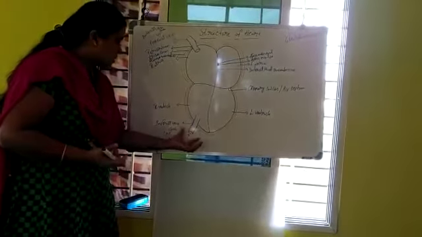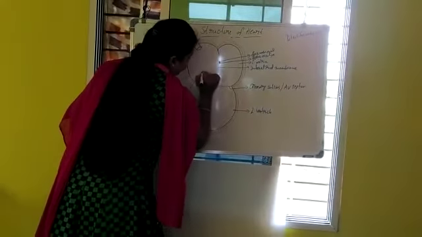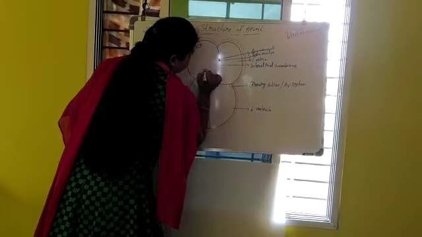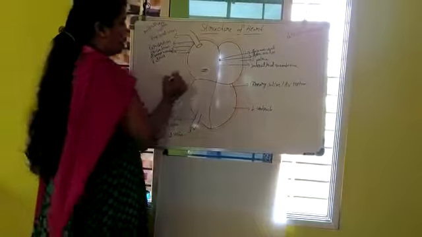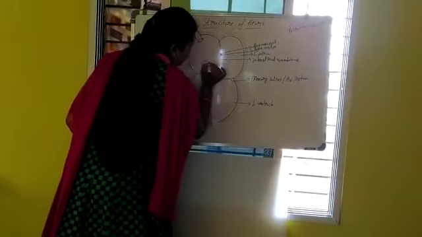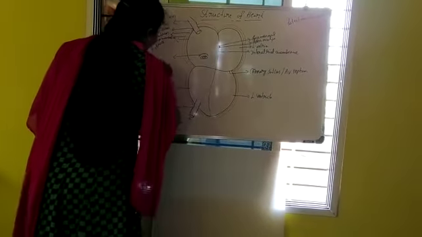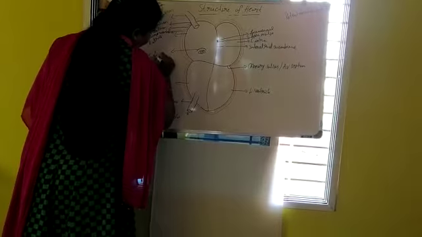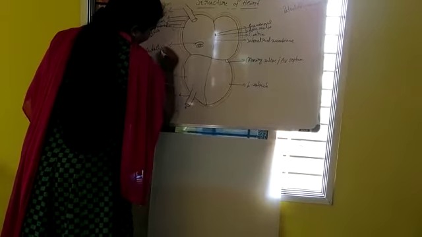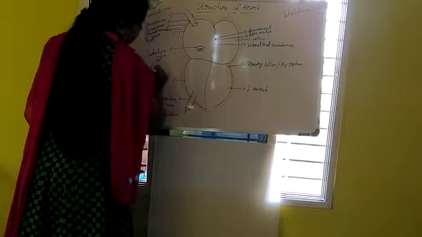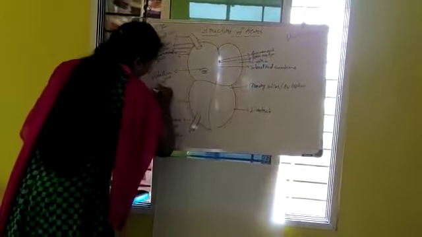So this precaval vein opens in the right atria. Where it is opening, there is a valve. This valve we can call a eustachian valve. So this eustachian valve we can also call a vestigial valve.